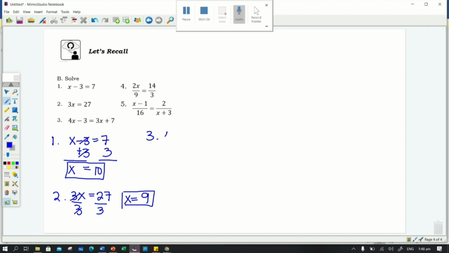So for question number 3, we have 4x minus 3 is equal to 3x plus 7. So as I've said earlier, we must isolate all variables to the left and constant term to the right. Here, we're going to transfer positive 3x to the left, so we will just subtract both sides of the equation by 3x. On the other hand, negative 3 must be transferred to the right, so we will add both sides of the equation by positive 3.